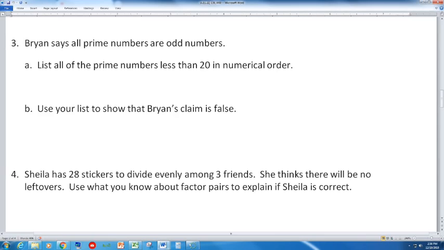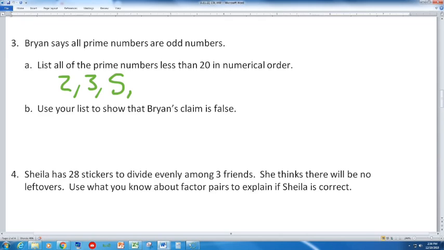It says, Brian says all prime numbers are odd numbers. Well, I already talked about it, but it says list all prime numbers less than 20 in numerical order. Well, if we list it, we would do 2, 3. 4 is not. That has 1, 2, and 4. So that's 3 of them.